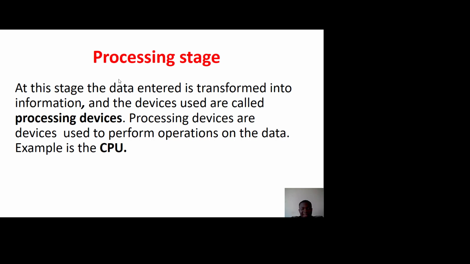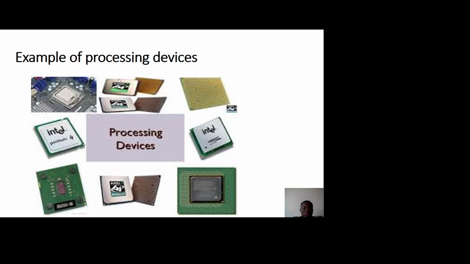So since someone may ask, how does the CPU process the data to become the information? Since the CPU is the main brain of every computer, when data is being entered into the computer, the CPU then processes or transforms this data, works on it, then brings the data out as information. So this example of the CPU, that's the main brain of the computer. You have the Intel Pentium, you have a lot.